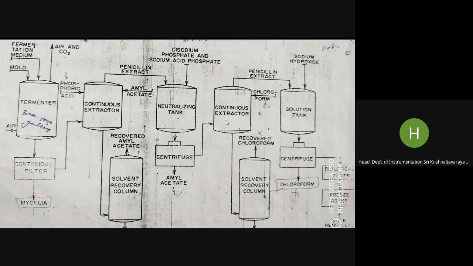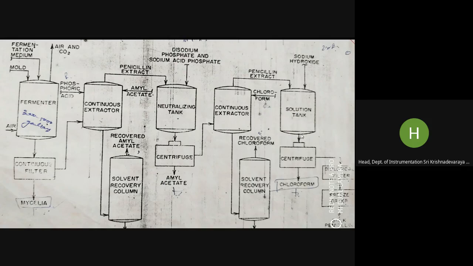The extract after solvent recovery is coming to another solution tank. The extract from the second extraction is mixed with a solution of sodium hydroxide or potassium hydroxide, so the sodium salt of penicillin readily dissolves in water.